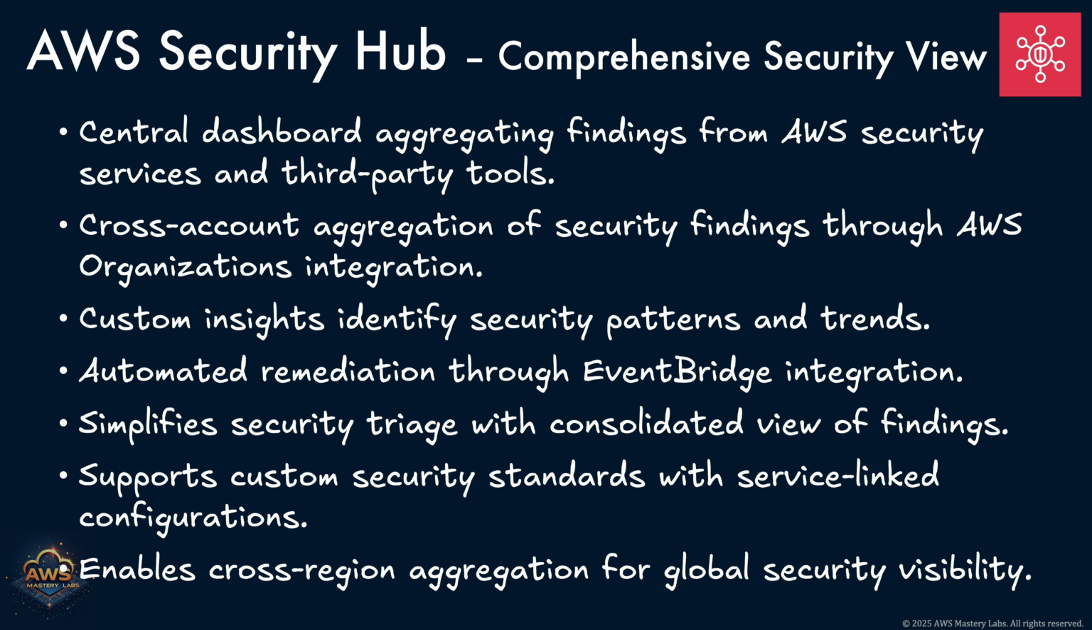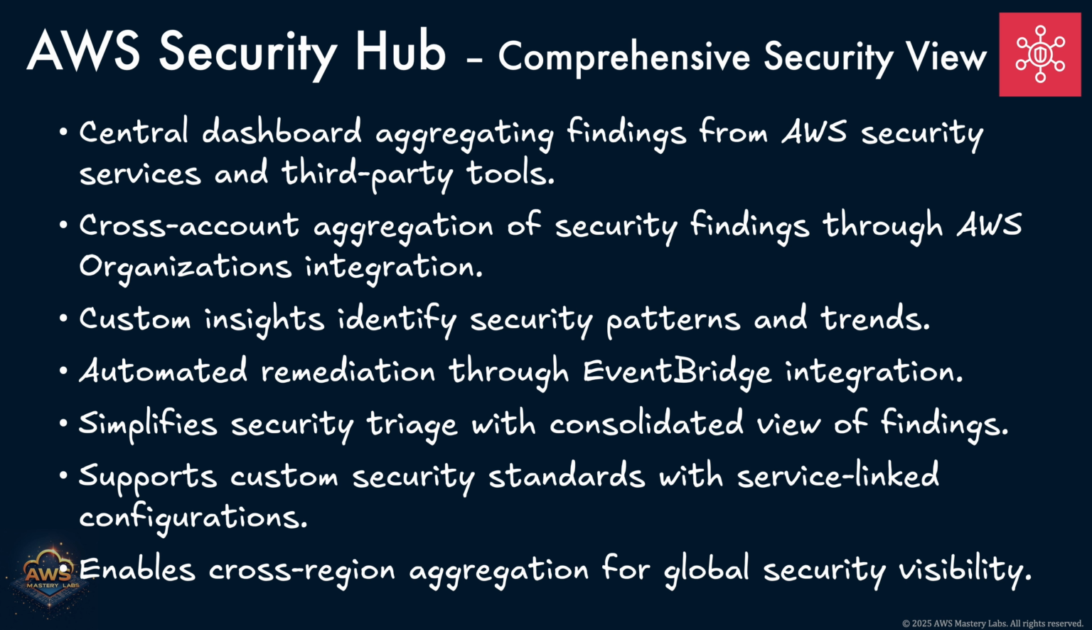For organizations operating in multiple accounts or regions, Security Hub supports cross-account and cross-region aggregation using AWS Organizations. That means you can get a global view of your security posture across your entire enterprise, whether you're working in one account or 1,000. You can also define custom insights, essentially saved filters that identify specific trends or patterns in your security findings. These insights help you make informed decisions and prioritize remediation efforts.